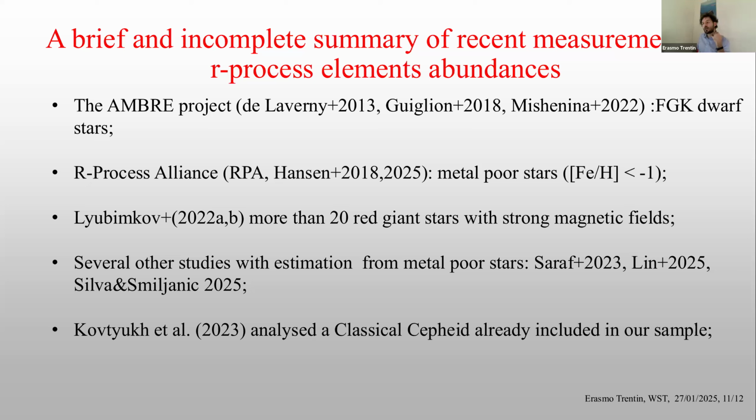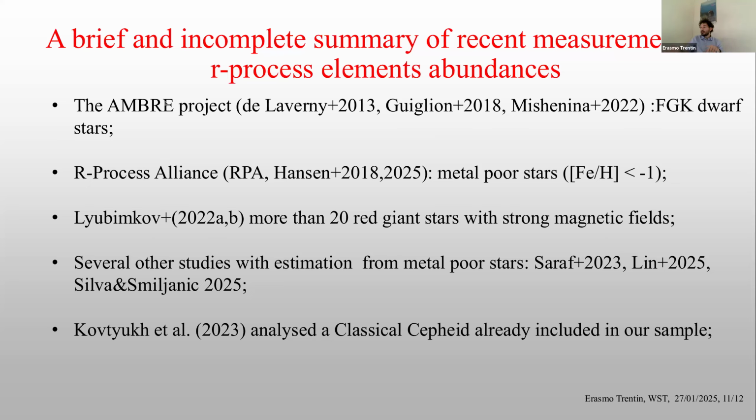again, there is a lack of either high metallicity stars or of young stars. For example, the AMBRE project that started in 2013 by De Laverny, and there have been several releases, among which Guiglion 2018, Michelin in 2022, and there are even more in the references. They analyzed FGK dwarf stars, main sequence stars. So in that case, you cannot really check the age of the stars. You know for sure that they span a broad range.